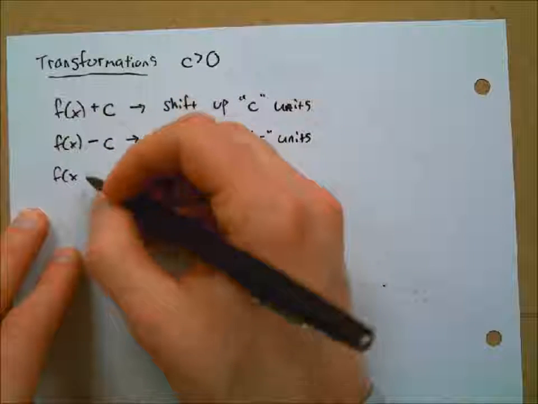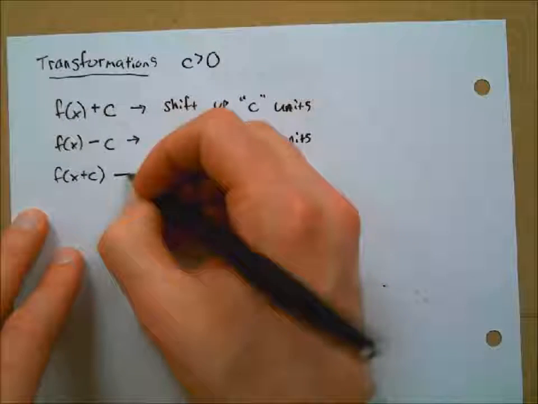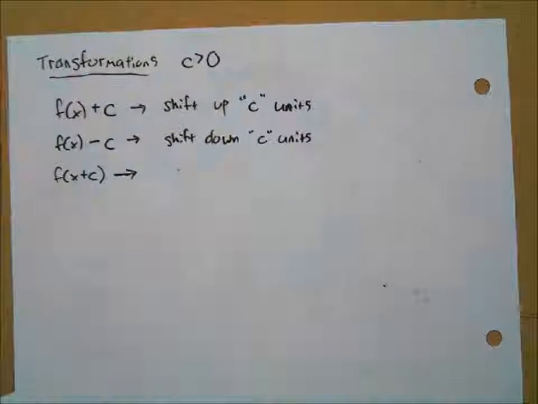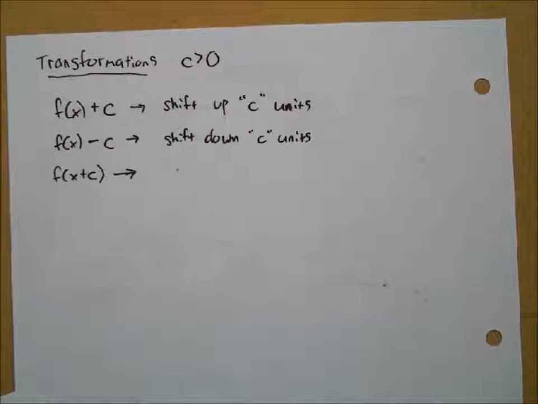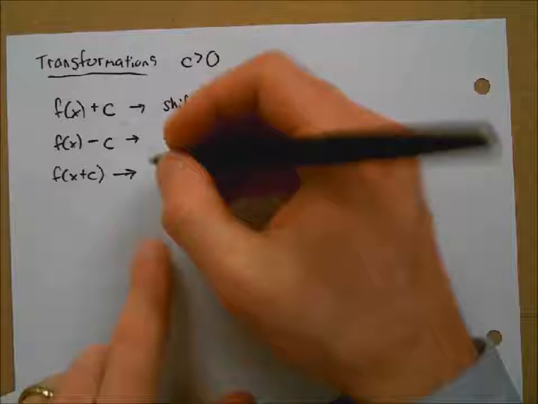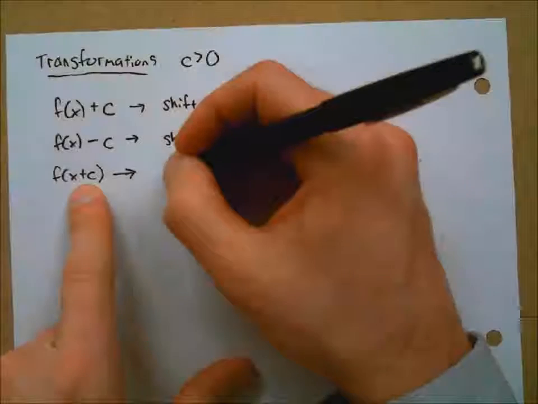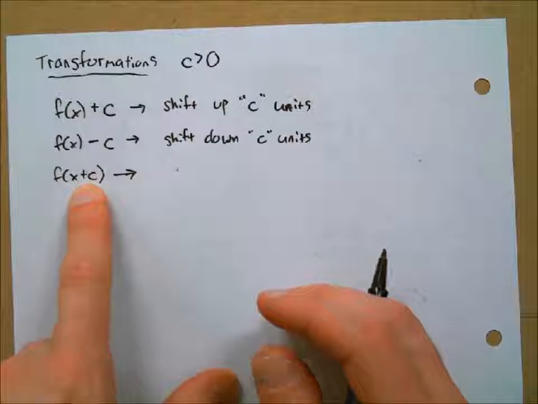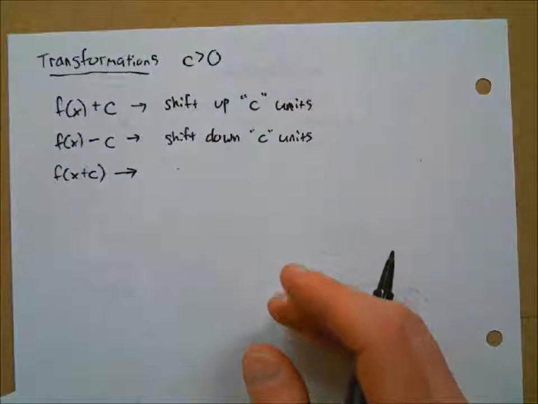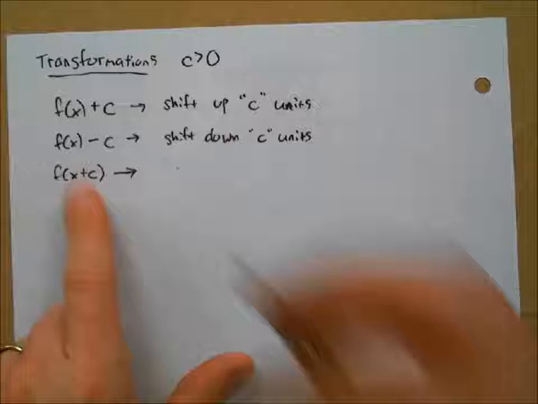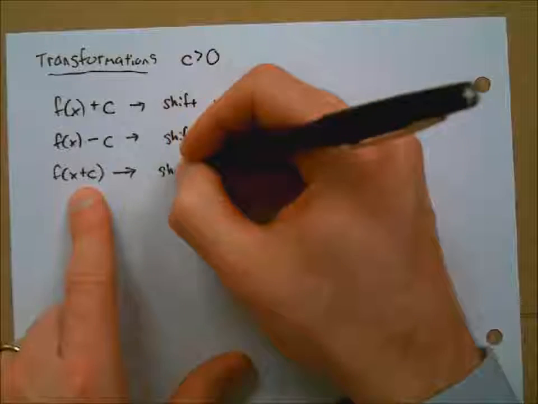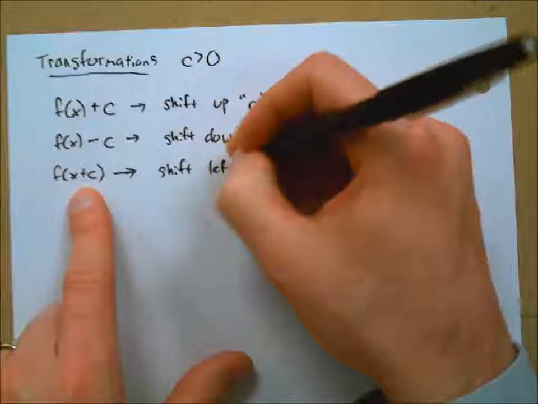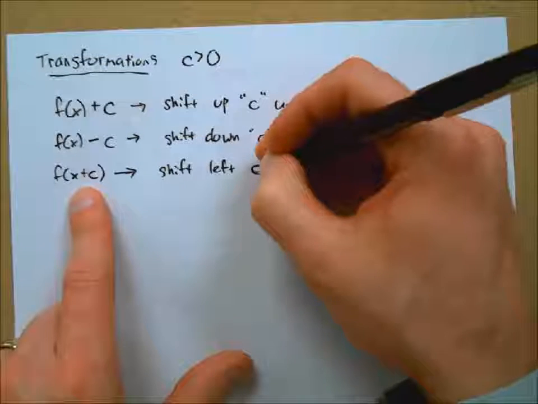Now let's do f of x plus c inside. This is a little bit trickier here. If I move the c inside with x like that, how does that shift things now? f of x plus c. Shift it to the left c. Very good. Counterintuitive to what we might think. We might think, oh, plus c, that means it's going to go right, because plus is like a positive direction. Not so. It's the opposite of what we might expect here. This is a shift left c units.